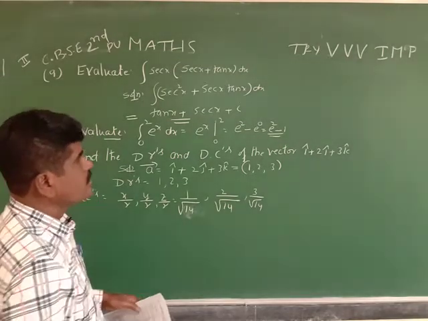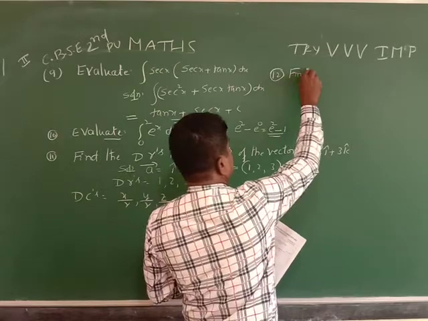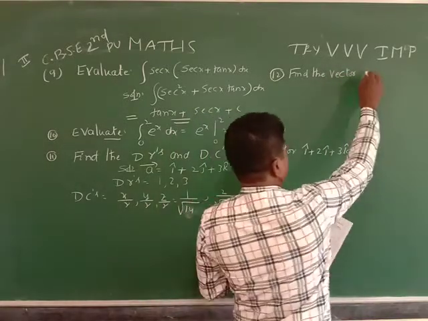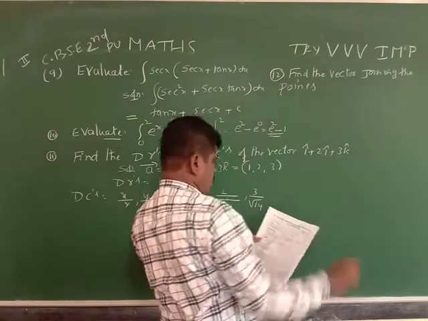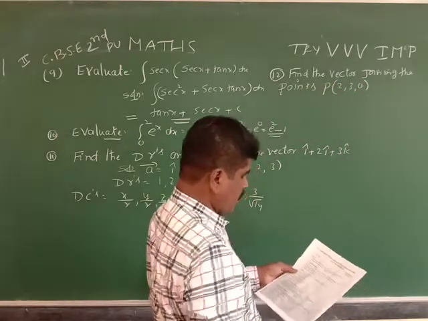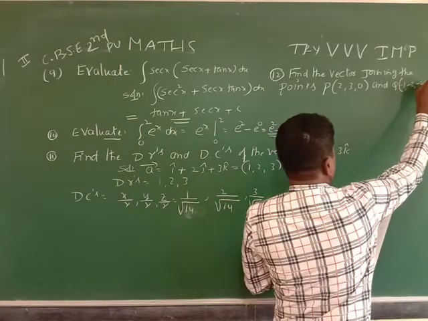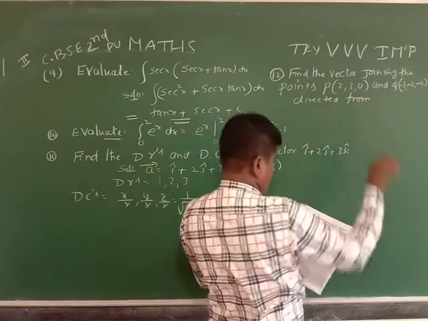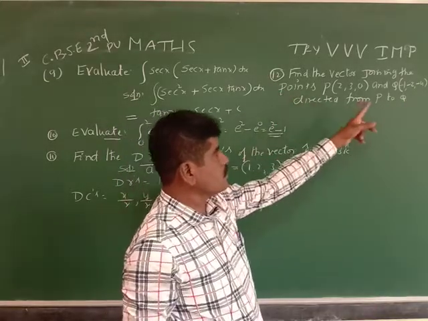11th one done, now the 12th one. Find the vector joining the points P (2, 3, 0) and Q with coordinates (-1, -2, -4), directed from P to Q. Find the vector joining the points P and Q directed from P to Q.